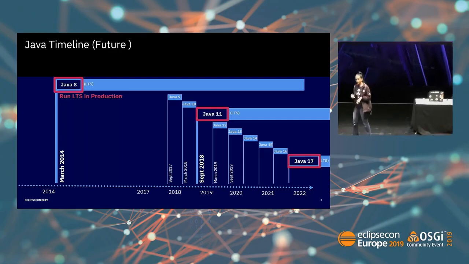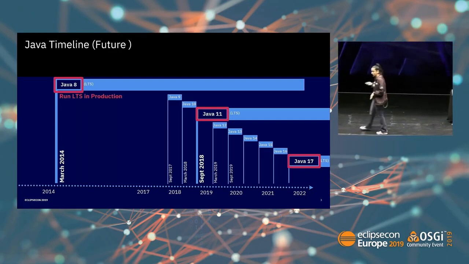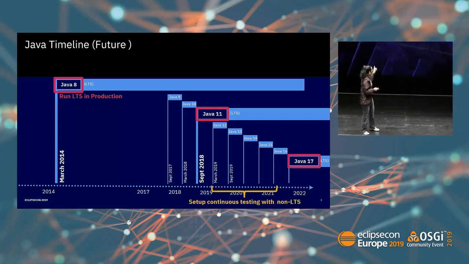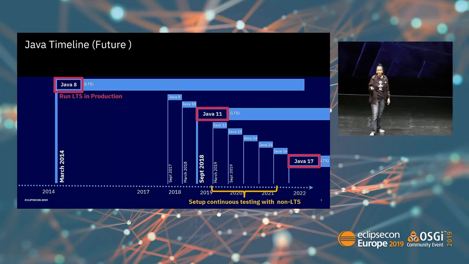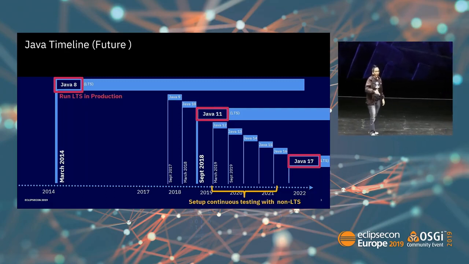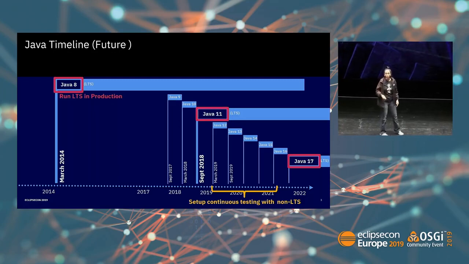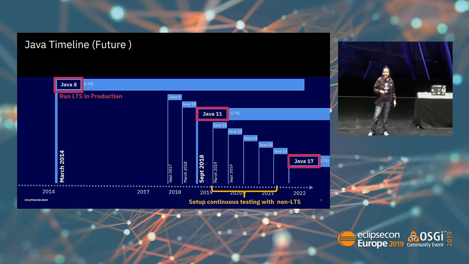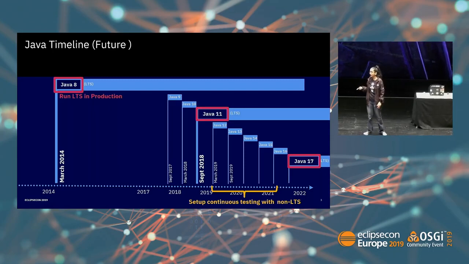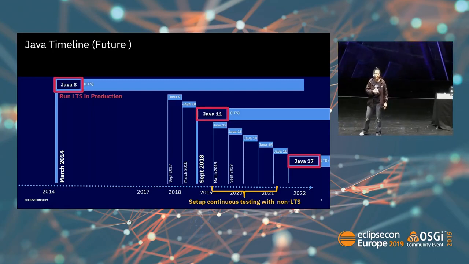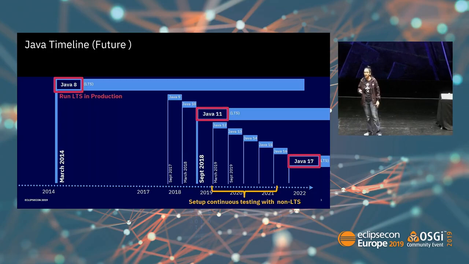So my advice is run LTS on production, but do your continuous testing on the non-LTS versions. Now that you have early access to those versions, why not set up your CI/CD pipeline to continue testing with those new versions? That way, if there's any incompatibility or any issues, you're catching them early instead of waiting three years till 17 comes out.